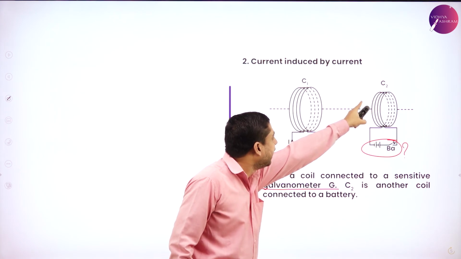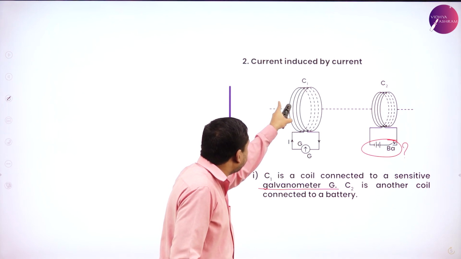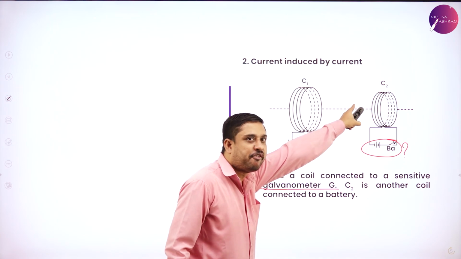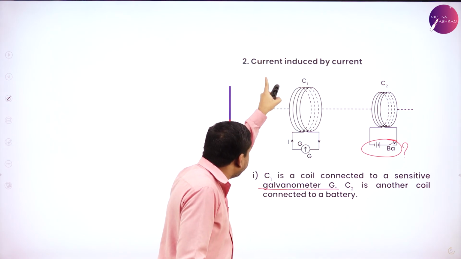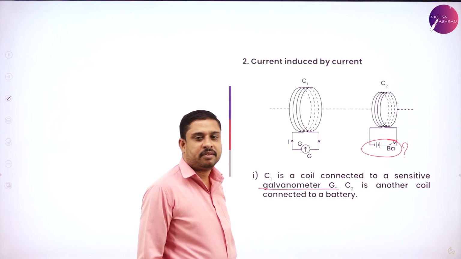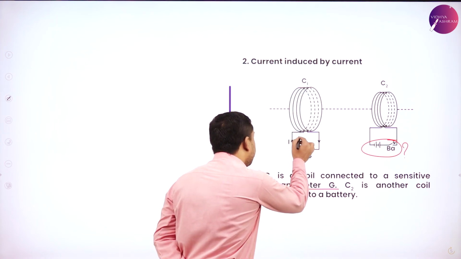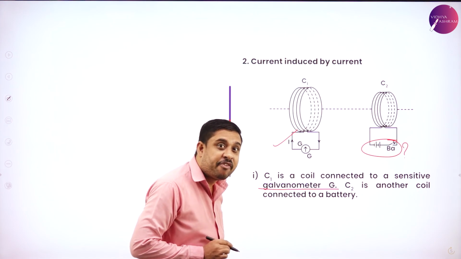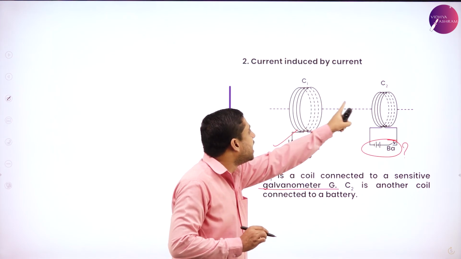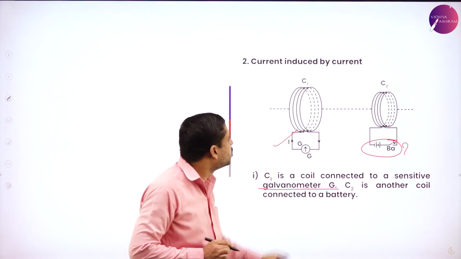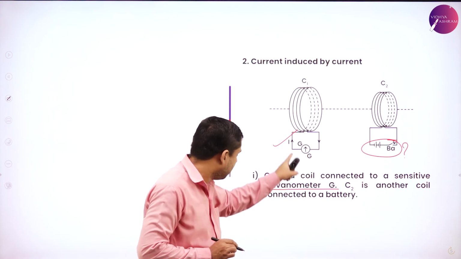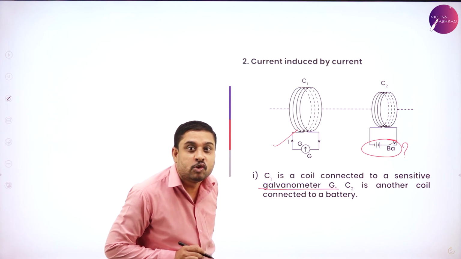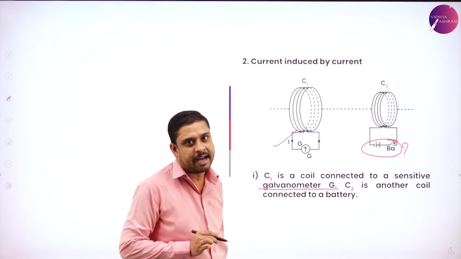This magnetic field will change the magnetic field associated with C1. The magnetic lines of force here will change the magnetic field strength related to C1, and hence EMF and current is induced in C1. The same effect is seen when C1 is moved towards C2. As we move C1 towards C2, the galvanometer here deflects, indicating the inducement of EMF and current.